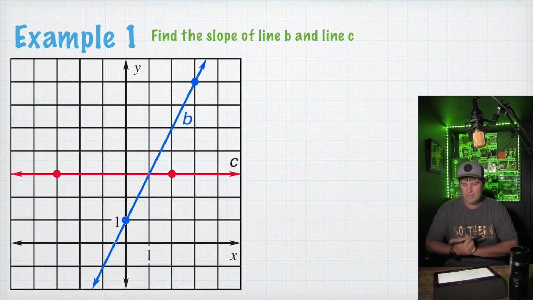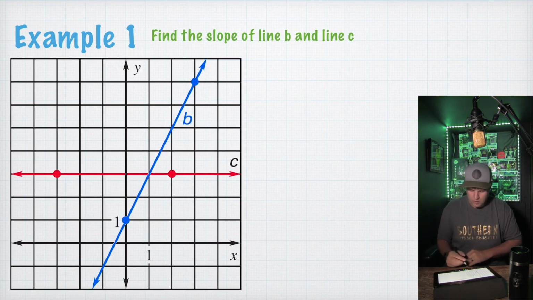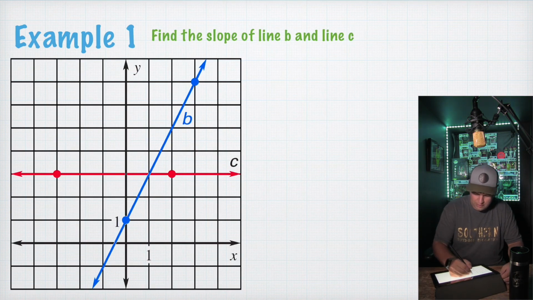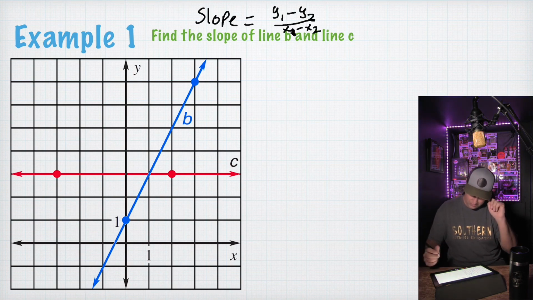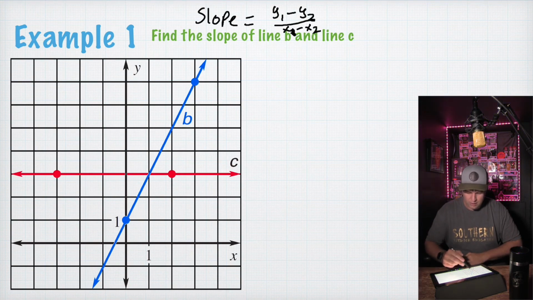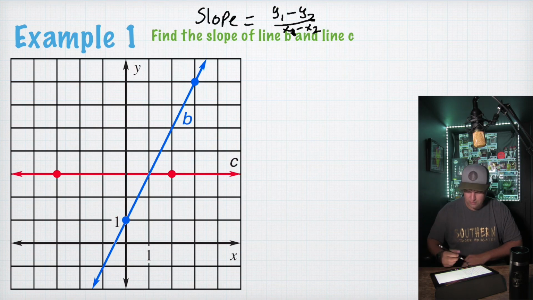So example 1, they want us to find the slope of line B and the slope of line C. So let's write our equation for slope right here. Slope equals rise over run, which is change in y over change in x. Sorry, it's x sub 1, x sub 2. If we look at our blue line, the B, let's just do this point first. This is y of 1, x of 0.